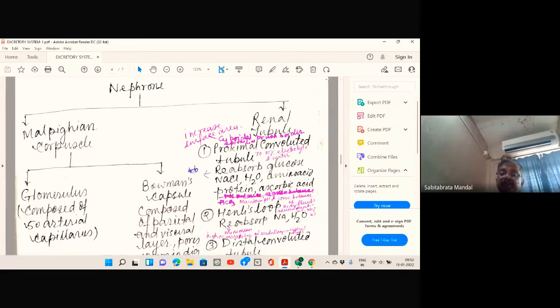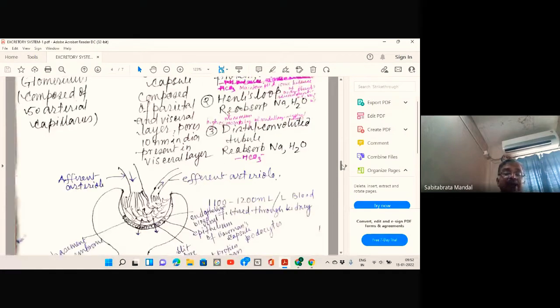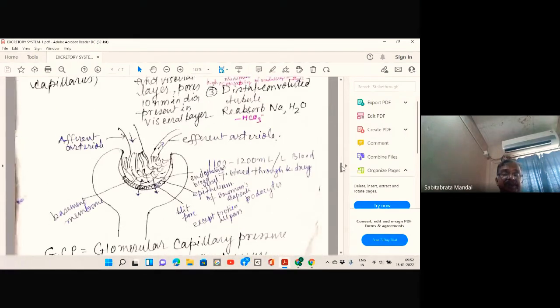Now, first, what we have to learn is how this filtration takes place. Now, you can see that I am talking about the Malpighian corpuscle. Malpighian corpuscle is composed of two parts. This cup-shaped structure is known as the Bowman's capsule, and this part is known as glomerulus, which is a tuft of 50 capillaries. Now you can see these capillaries.